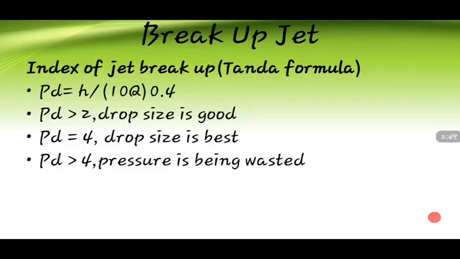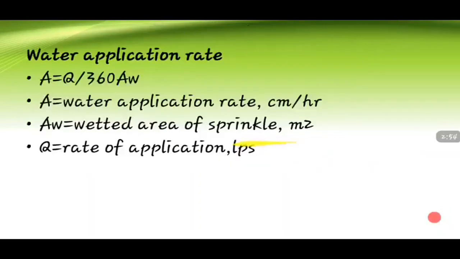Water application rate: A is equal to the discharge or rate of application divided by 360 AW, where A is the water application rate in centimeters per hour. AW is the wetted area of a sprinkler, which should be in square meters, and Q is the rate of application, which is in liters per second.